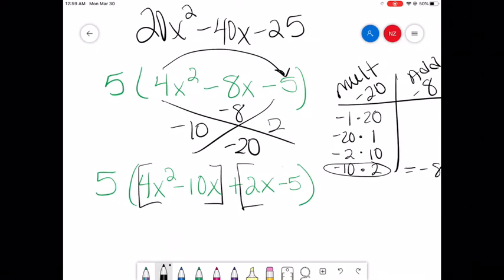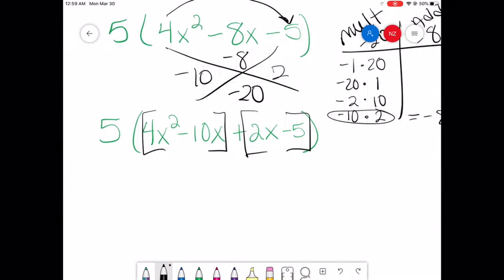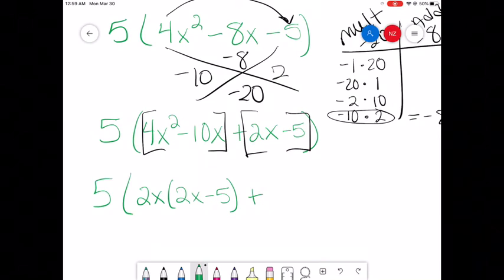Group, group. Then we have our 5. I'm going to take out, so let's say 2x. So then I'm left with 2x minus 5. Plus, what can I take out here? Between 2 and 5, the only common factor is 1. So you're going to have to write that 1 there. And you're still just left with 2x minus 5 there.